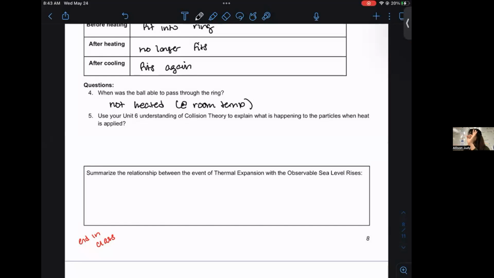Question number 5 on unit 6, understanding how does collision theory begin helping us understand why we see thermal expansion, and then putting that all together with the previous material to answer this question. Summarize the relationship between the event of thermal expansion with the observable sea level rise, which involves actually a lot of things. That incorporates more than just thermal expansion, sea level rise. That incorporates, if you're going to talk about warming, well, why does it warm? Greenhouse gases, right? So I'm going to give you guys about 3 more minutes before we discuss and share to kind of finalize a summary.